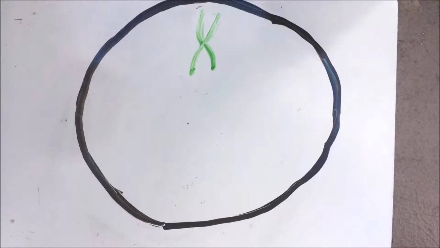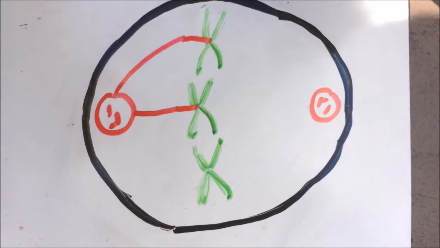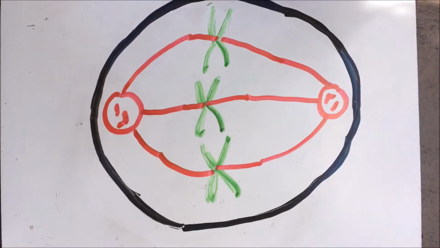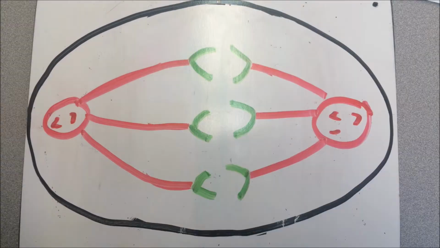metaphase. In the next stage, which is called anaphase, the sister chromatids are actually pulled apart by the motor proteins, and they would break the centrosome, and the sister chromatids are pulled to each side and evenly distributed.